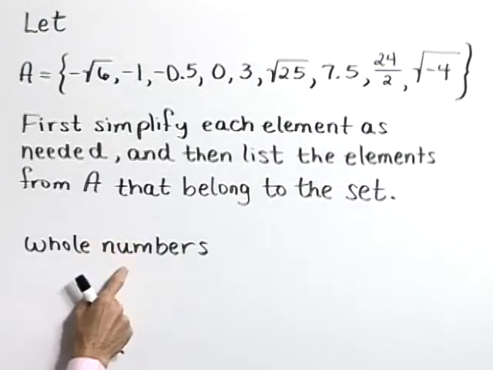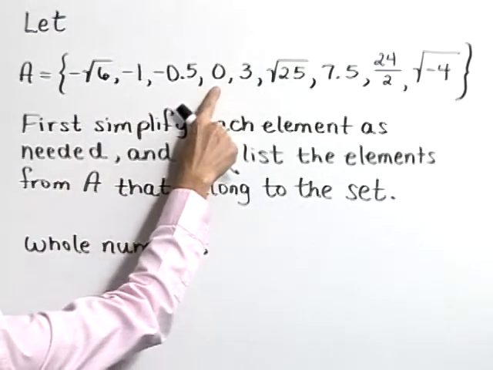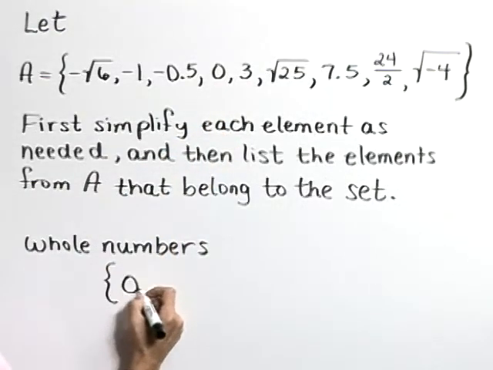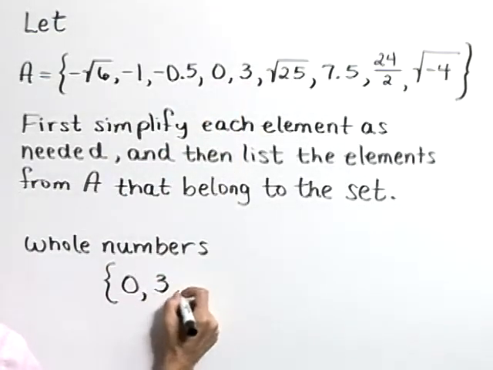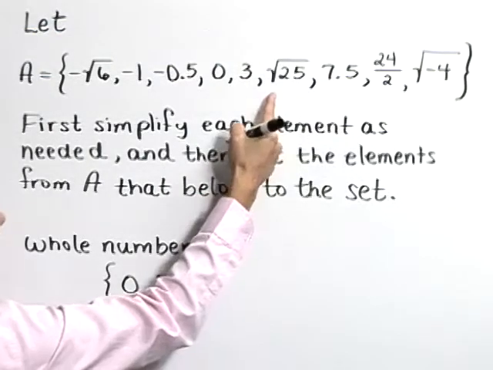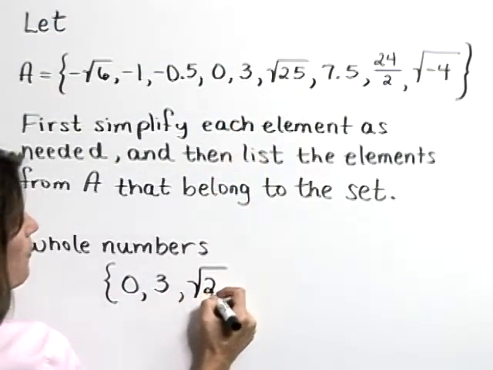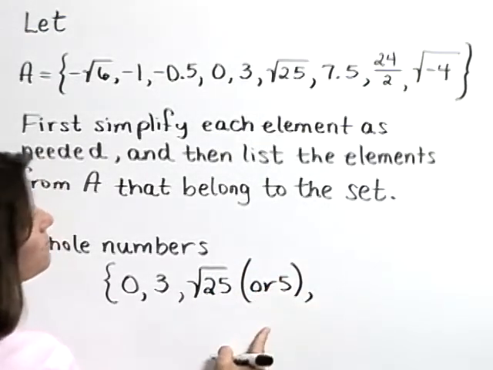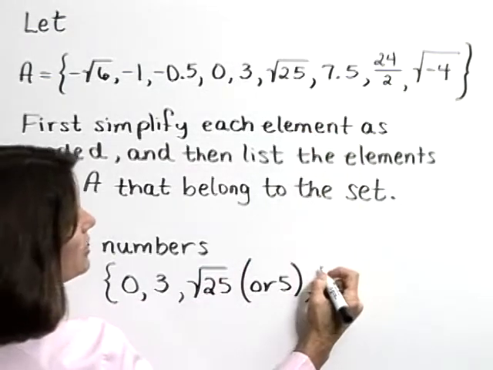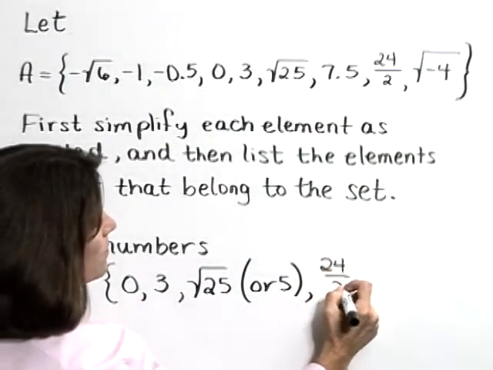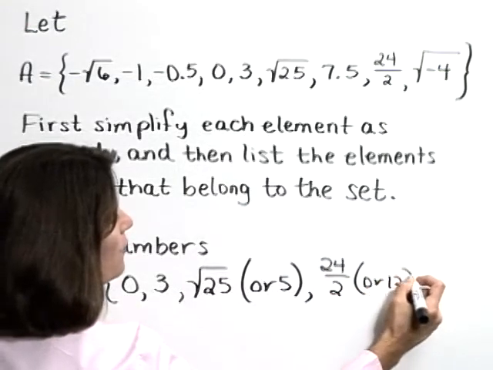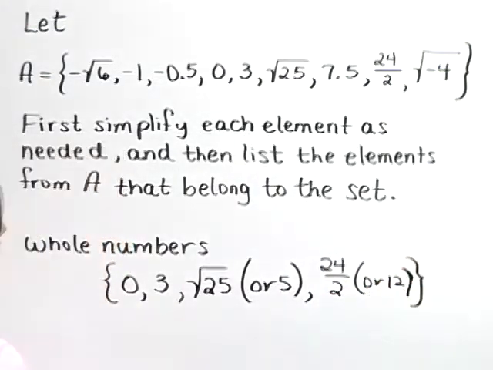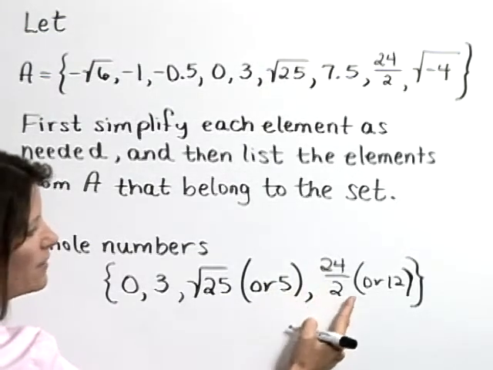So the elements from A that are whole numbers start right here with that element of 0, also the element of 3, and the element of the square root of 25, because that is the number 5. Also, the element 24 halves, because that is the number 12. So from A, the whole numbers are 0, 3, the square root of 25, or 5, and 24 halves, or 12.